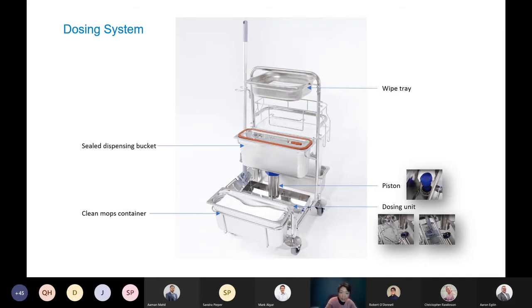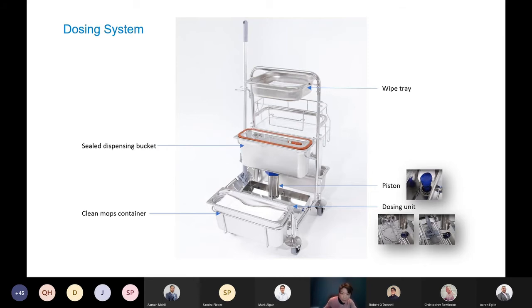The dispensing bucket is where you pour the liquid at the beginning of the day. It dispenses the liquid precisely into the tray at the bottom. The tray at the bottom we call the dosing unit. That's where you would go to dose the mop with the precise amount of liquid that's required to perfectly moisten this mop, and also to optimize the floor coverage of each mop.